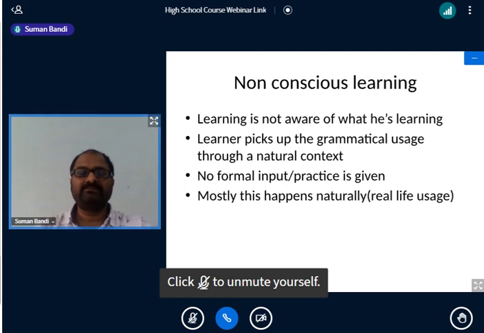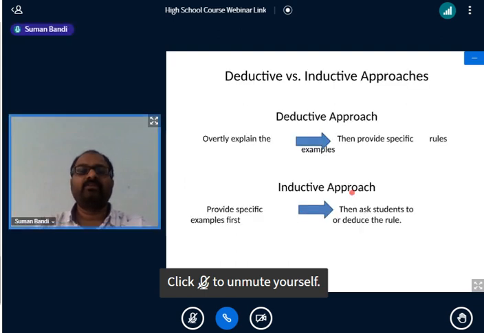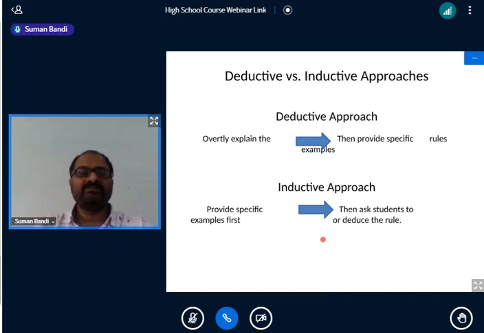Next, we have also talked about inductive versus deductive, which is usually popular among teachers. So in all training programs, whenever we talk about grammar teaching, only these two methods come into the picture, inductive approach or deductive approach, inductive method or deductive method. As you know, deductive means first rules and then examples. Inductive is the opposite: first a lot of examples the teacher gives, and then the teacher deduces the rule.